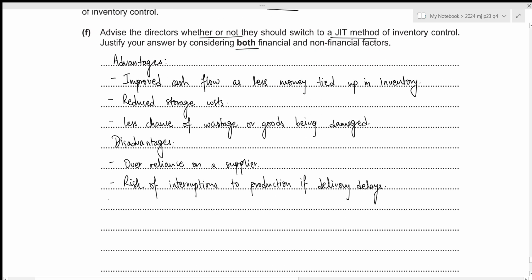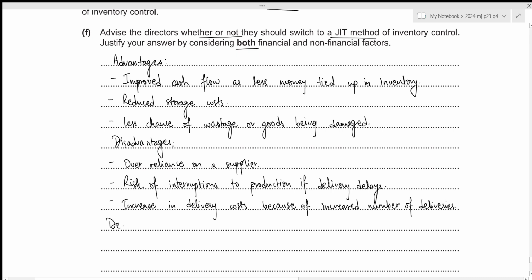Then for the third disadvantage, we can write down the increase in delivery cost because there will be increased number of deliveries since we will be purchasing materials at the time of need. So increase in delivery costs because of increased number of deliveries. Those are all for our comments.